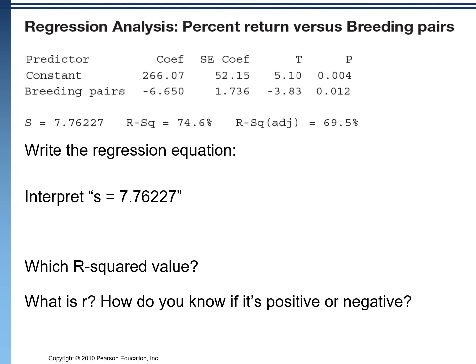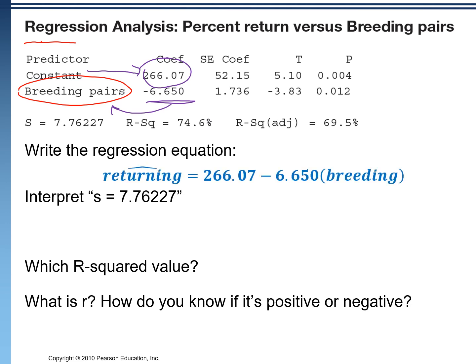So to start, let's write the regression equation. First thing, figure out which one is explanatory, which one is predicted. A lot of times up top in the table, it'll say predicted variable is. If it doesn't say that, this is always the explanatory variable. So you're using that to find the other thing. A regression equation is based on the y-intercept, which is the constant, and the slope, which is next to this explanatory variable. So the percent returning equals 266.07 minus that slope times number of breeding pairs.